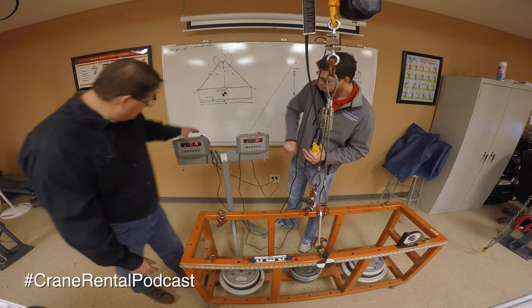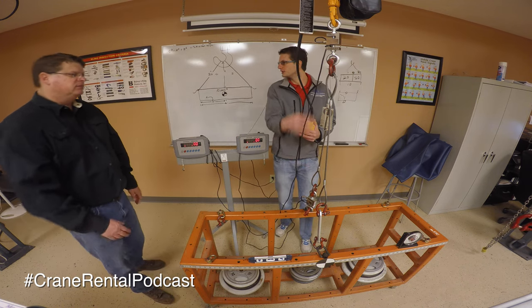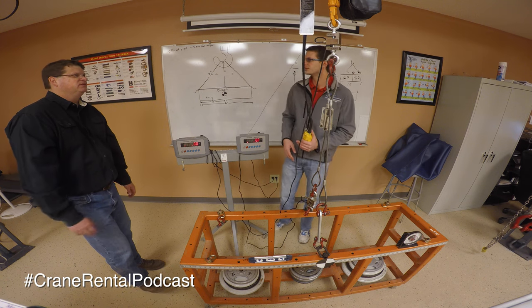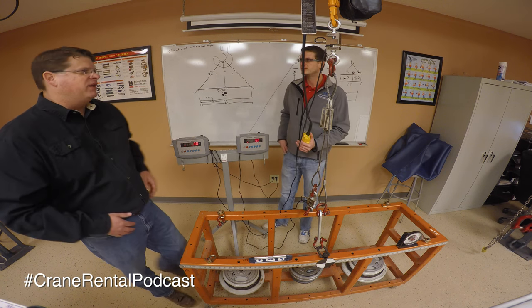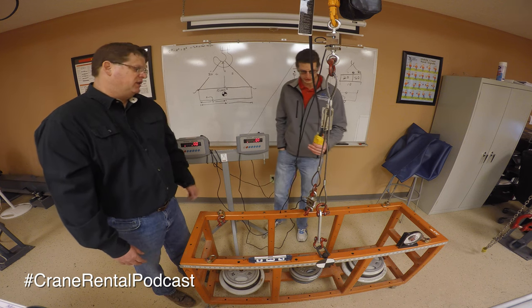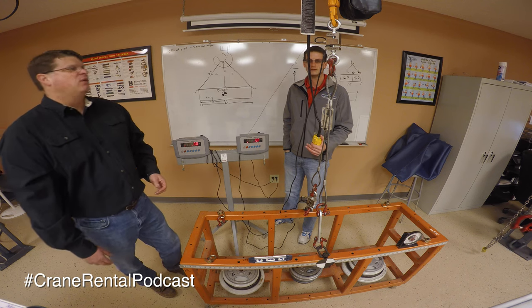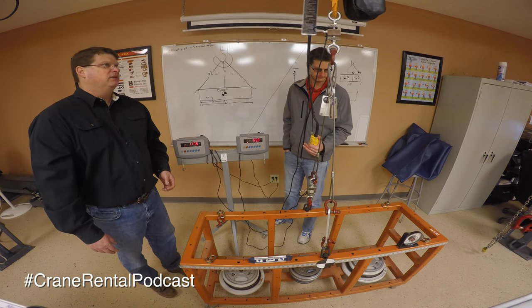Zero. And zero. Because now we have the rigging load, is what you're saying, right? Yeah, so we have the weight of the rigging, and we're not accounting for that right now. That's just a negligible thing. Okay, so we're zeroed out. So now what we want to do is go ahead and hoist and pick the load.